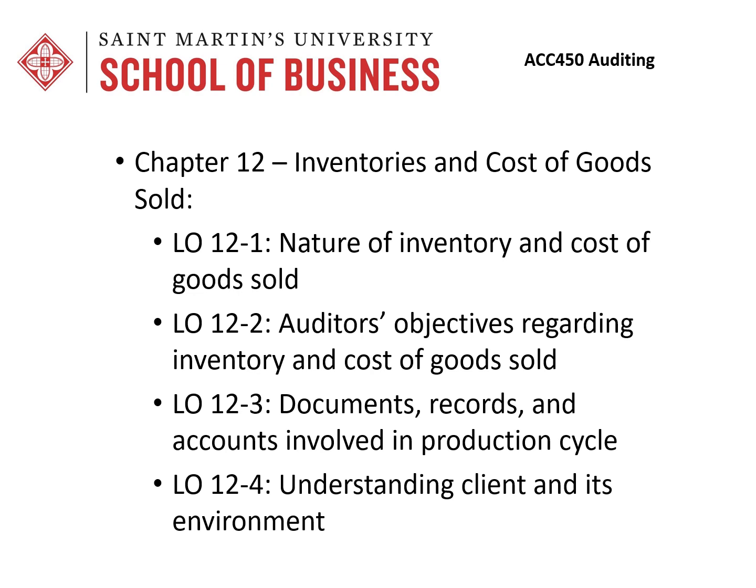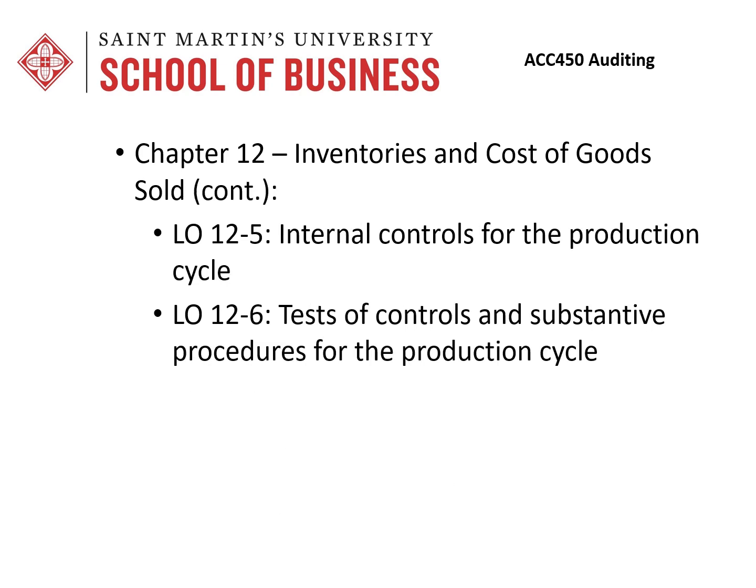So in the lecture today, I'll cover the nature of inventory and the cost of goods sold. I'll talk about what the auditor's objectives are regarding inventory and cost of goods sold, what they're most concerned about, what they hope to accomplish from their audit. And then I'll talk about documents, records, and accounts involved in the production cycle. In the next lecture, I'll talk about understanding the client and their environment. I'll talk about internal controls for the production cycle, and then I'll talk about specific tested controls and substantive procedures.